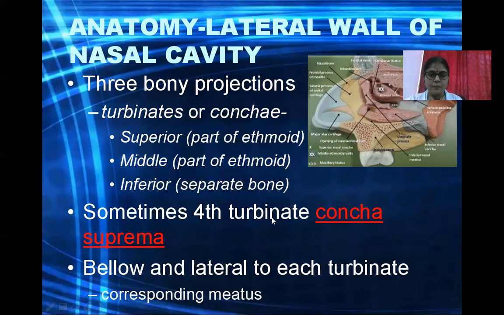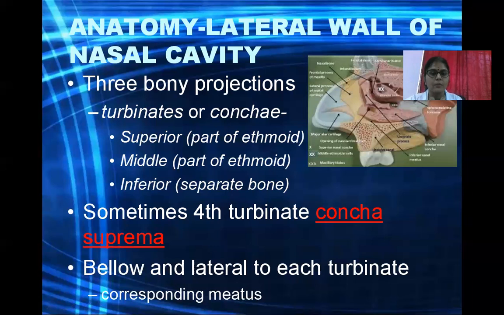Okay. Sometimes the fourth turbinate, called the concha suprema, may be present. That's called the fourth turbinate, which is above the superior turbinate. Okay. This is the inferior, middle, and that's the superior. And above that will be your supreme turbinate. Below and lateral to each turbinate corresponds to the meatus.